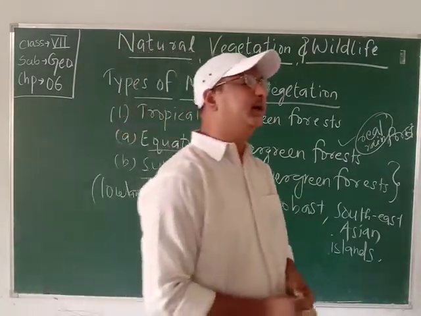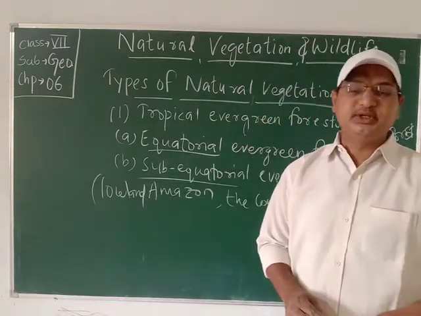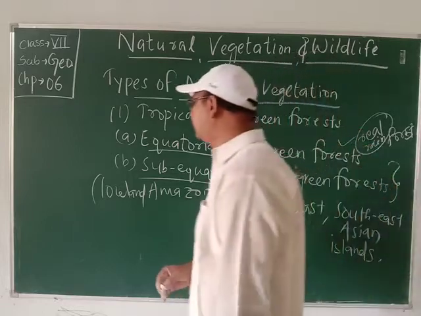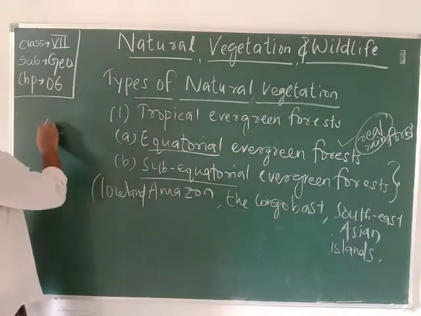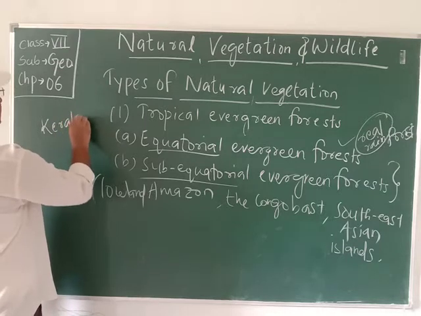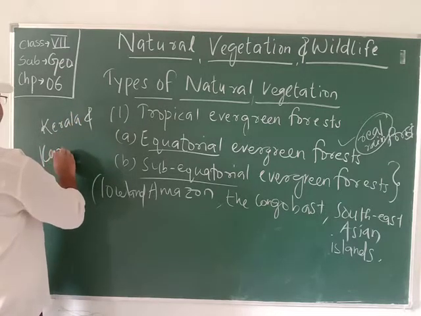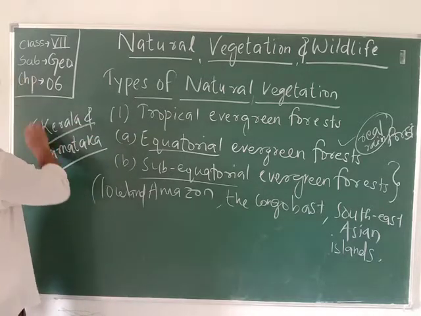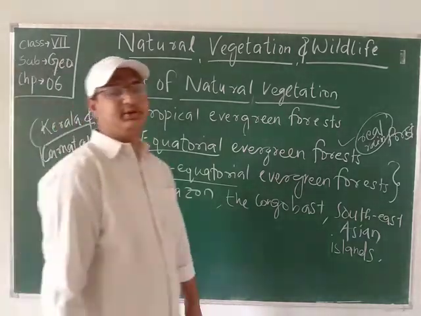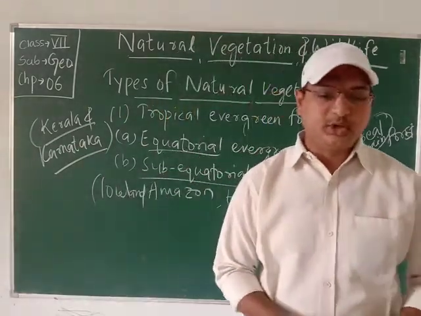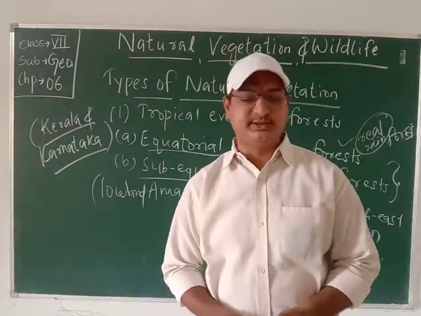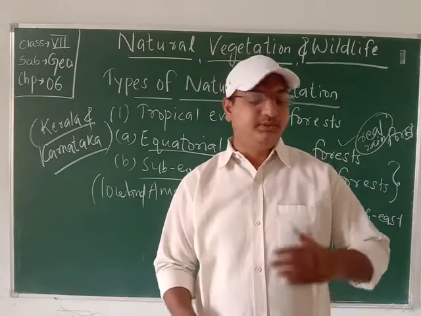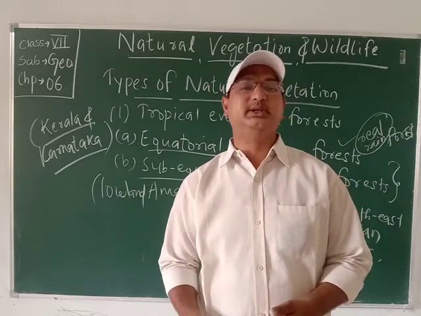Then students, in India also equatorial evergreen forests are found in the western slopes of the Western Ghats, in the states of Kerala and Karnataka, most of the areas of Kerala and Karnataka. The tropical evergreen forests usually occur in areas receiving more than 200 centimeters of rainfall and having a temperature of 15 to 30 degrees Celsius.